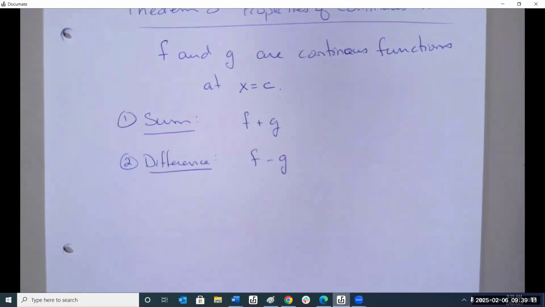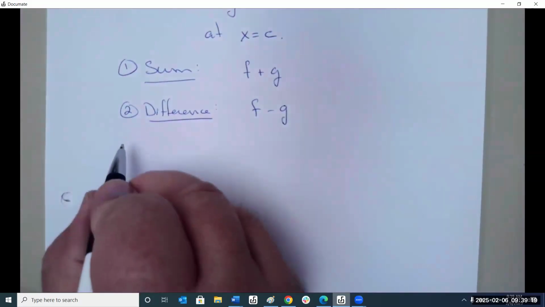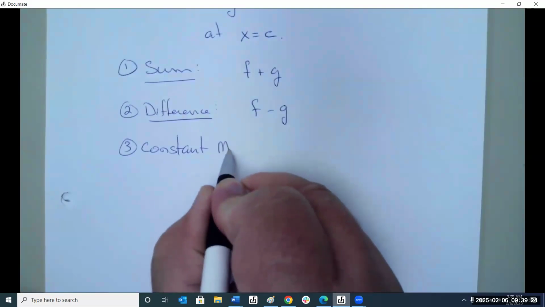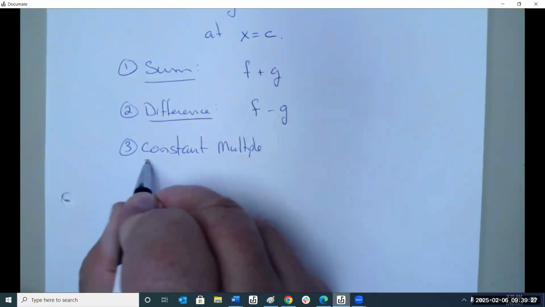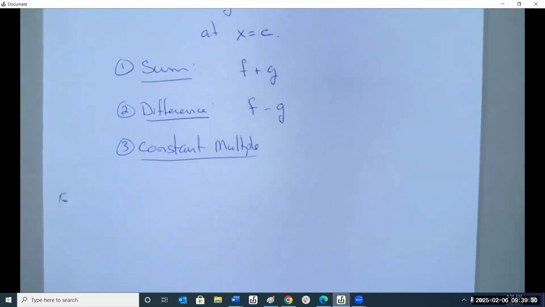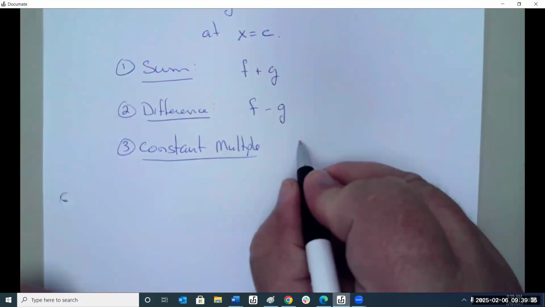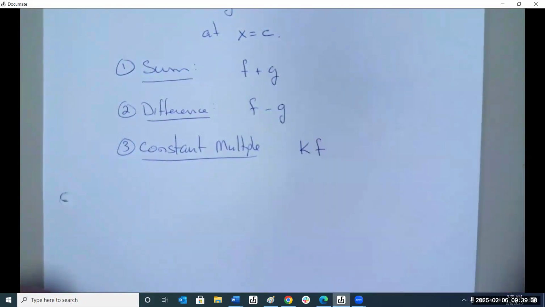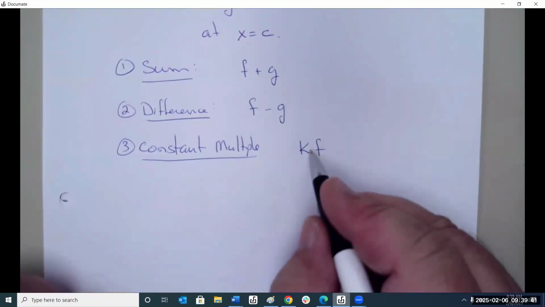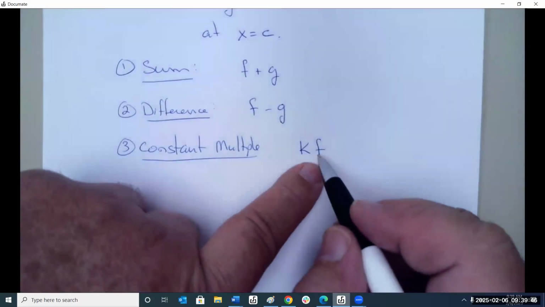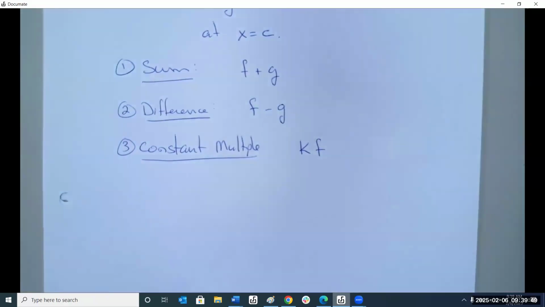Again, if f and g are two continuous functions, I could subtract the two functions and it's still going to be continuous. Constant multiple: if I have some constant multiple in front of my function, remember, if the function is continuous, then I take that continuous function and just multiply it by k, it's still going to be continuous.